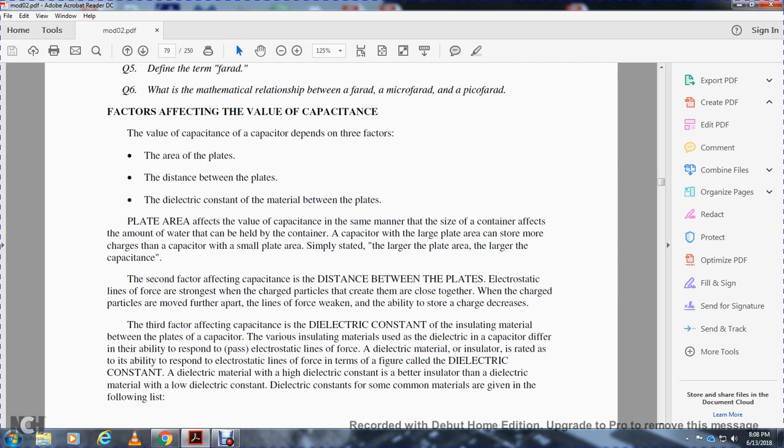The second factor affecting capacitance is the distance between the plates. The electrostatic lines of force are strongest when the charged particles are closest together. When the charged particles move farther apart, the lines of force weaken and the ability to store charge decreases.